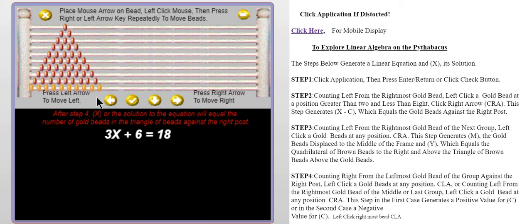So, starting at the rightmost bead, I count over 6. 1, 2, 3, 4, 5, 6. And when I click it, I get a beep. So I know that's correct. So I press or click the right arrow key.